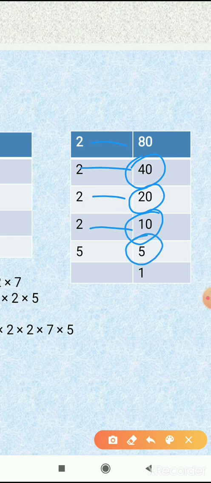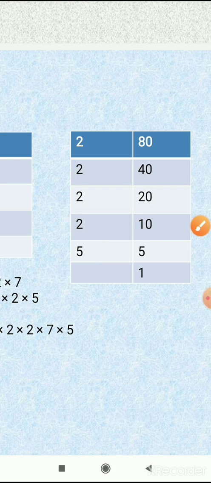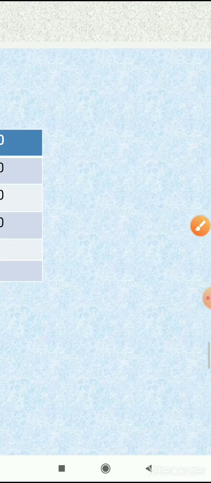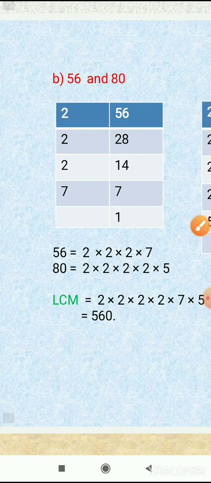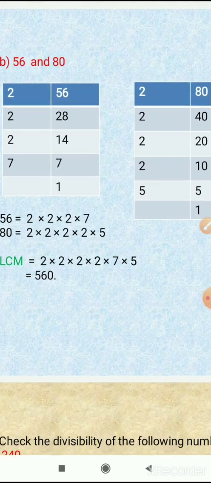5 is a prime number. So by dividing 5 by 5, we get quotient 1. So here all the divisors are prime numbers. So we get prime factorization of 80, 2 into 2 into 2 into 2 into 5. Now in this way we get prime factorization of 56 and 80.